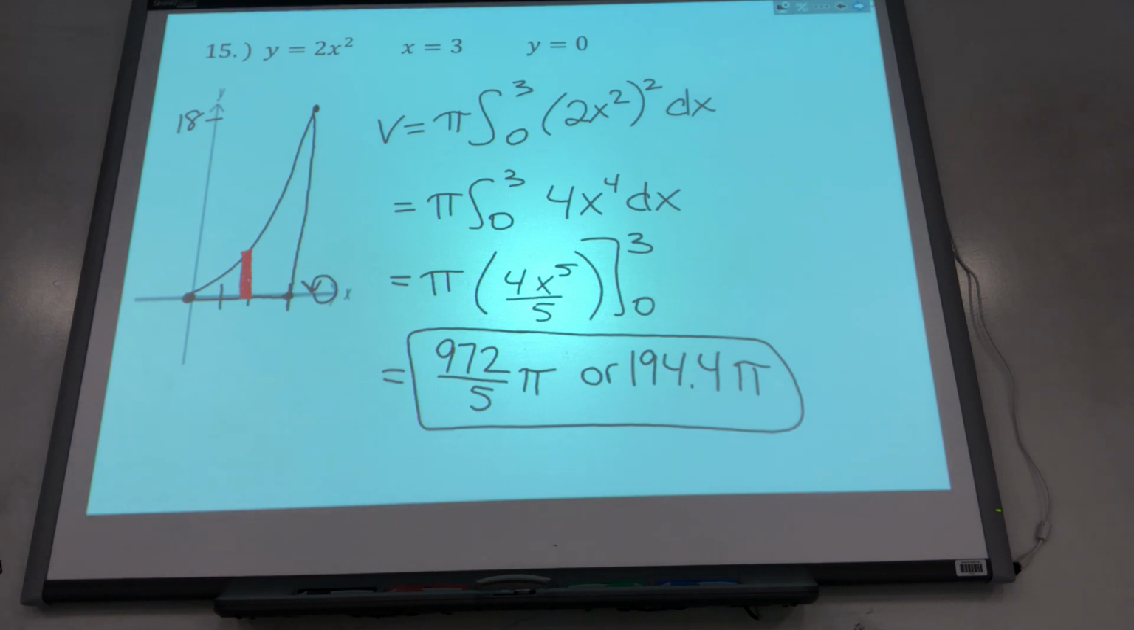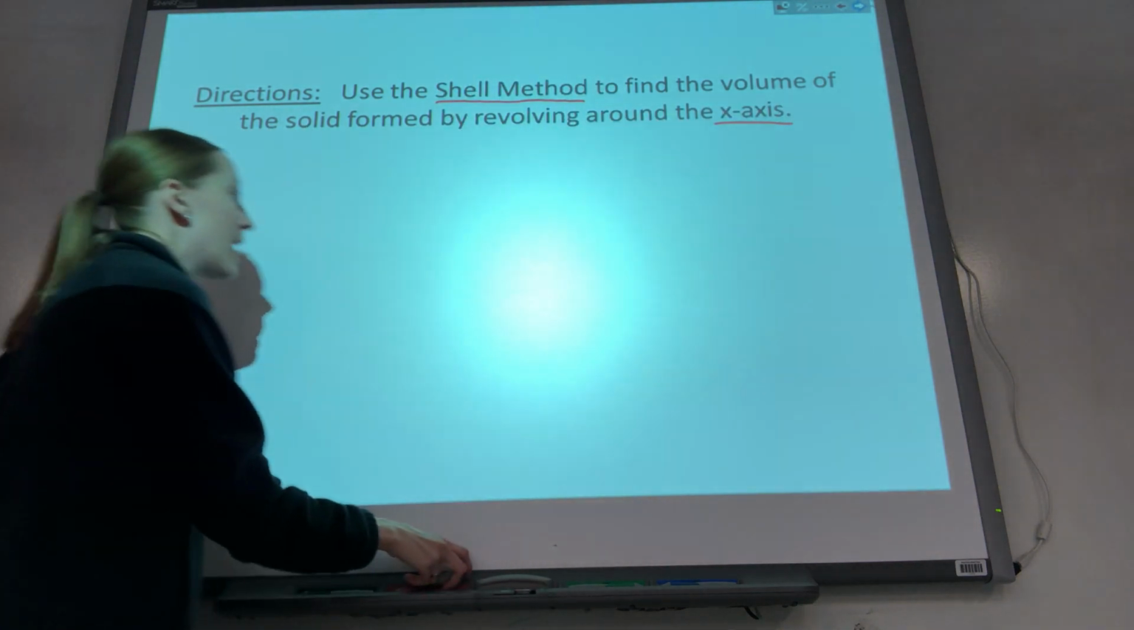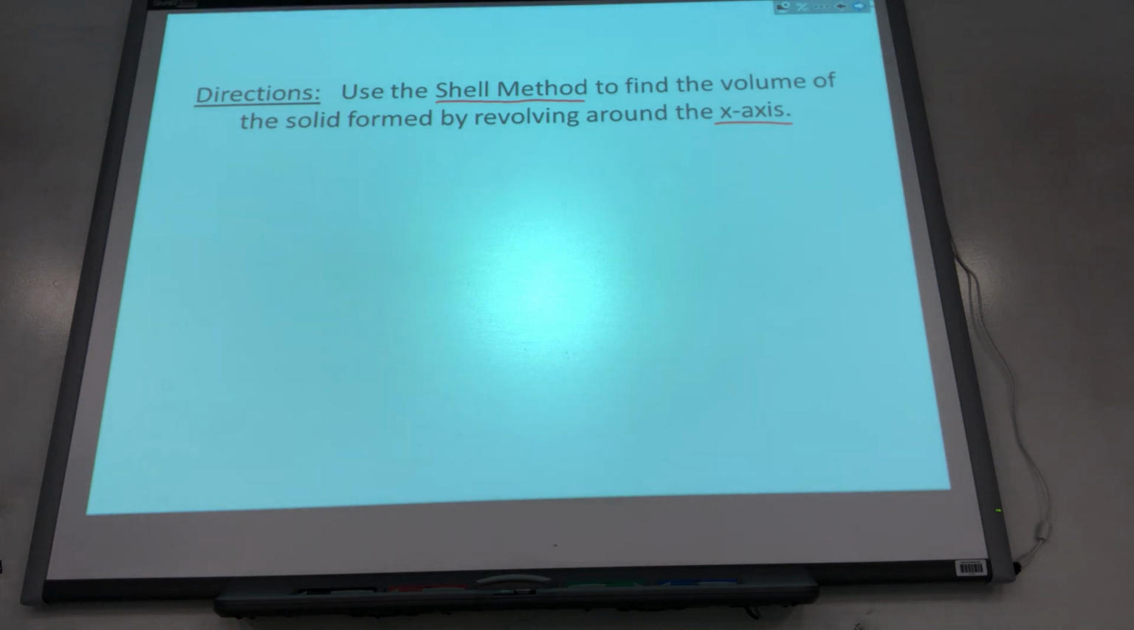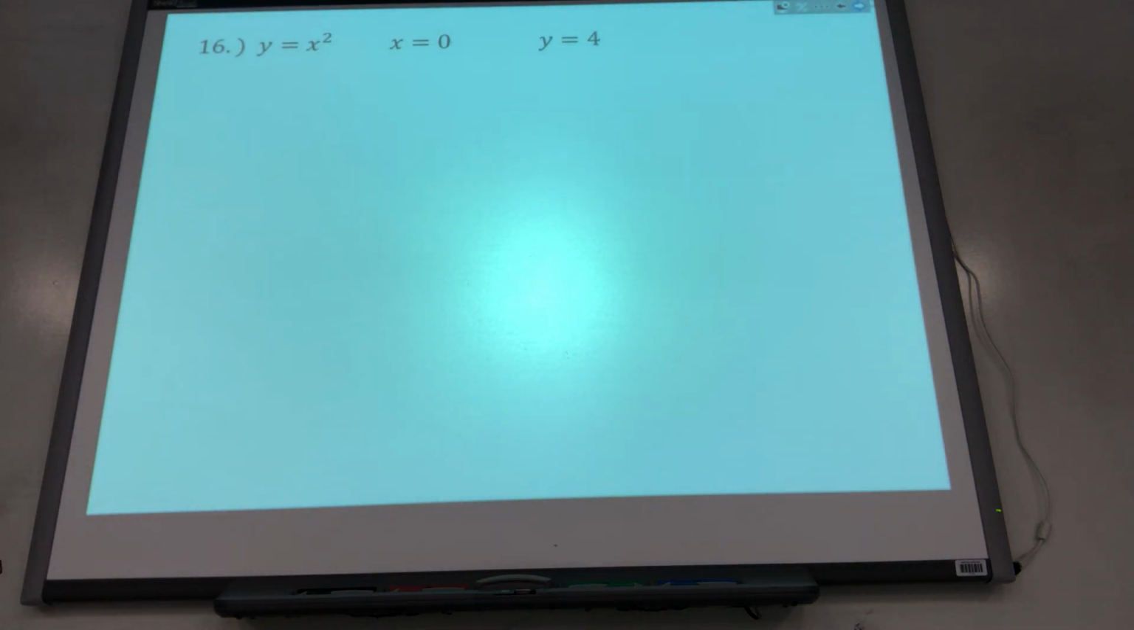Okie doke. Now, one last one here using the shell method. Again, you don't have to copy all those directions down as long as you have those 2 parts in red. We're going to try the shell method, and we're going to revolve around the x-axis. So what variable are we going to integrate with respect to? Y. It's opposite with shell method. Because of that, we will have to work on our functions a little bit since they're not in terms of y.